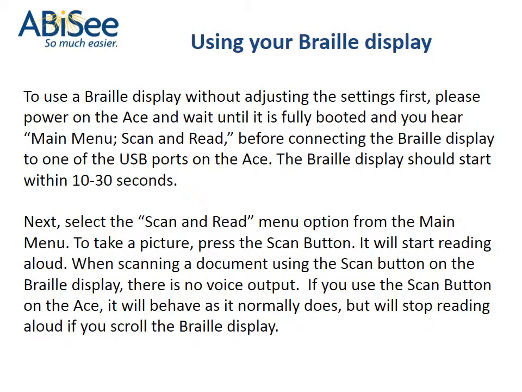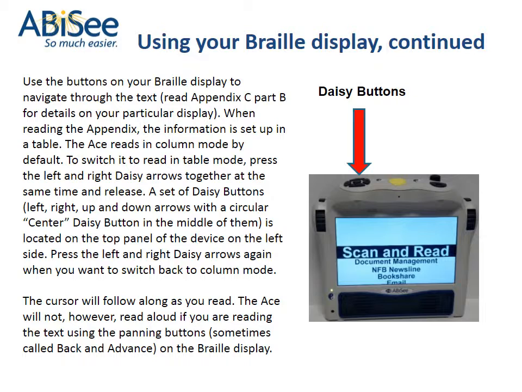When scanning a document using the Scan button on the Braille display, there is no voice output. If you use the Scan button on the Ace, it will behave as it normally does, but will stop reading aloud if you scroll the Braille display. Using your Braille display. Continued. Use the buttons on your Braille display to navigate through the text. Read Appendix C, Part B for details on your particular display.